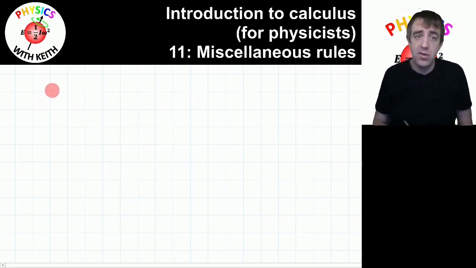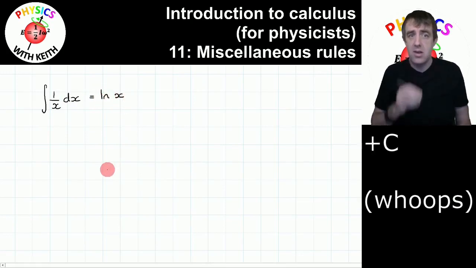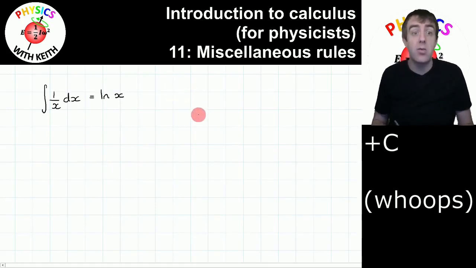It's so important. And it's this one. It's the idea that if you integrate 1 over x dx, you get the natural log of x. Seems very, very peculiar. So we need to dig down and understand why.